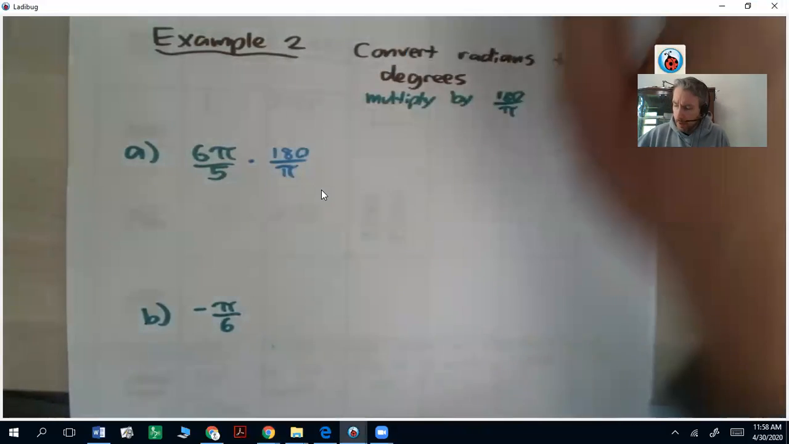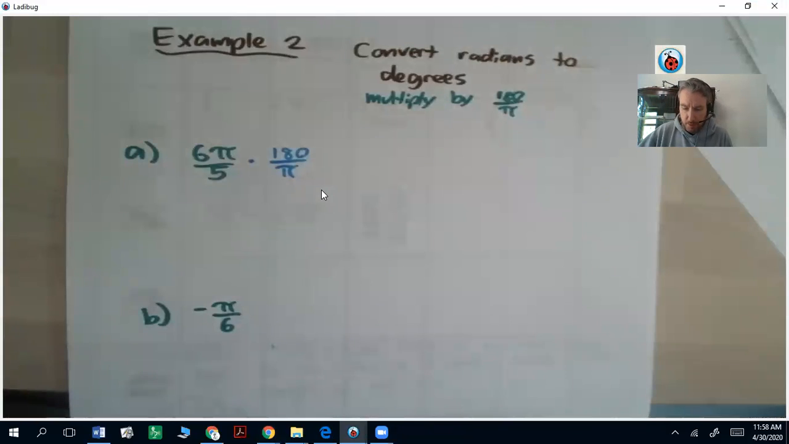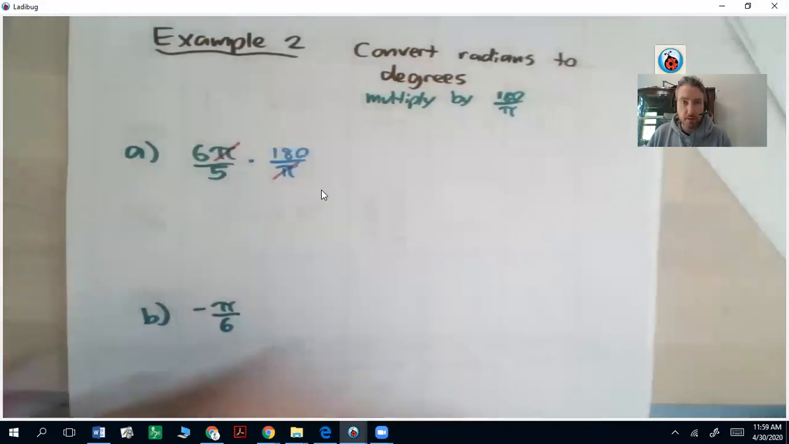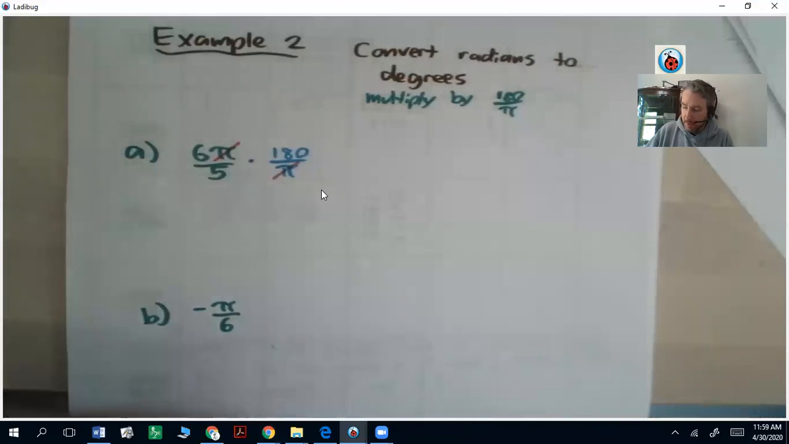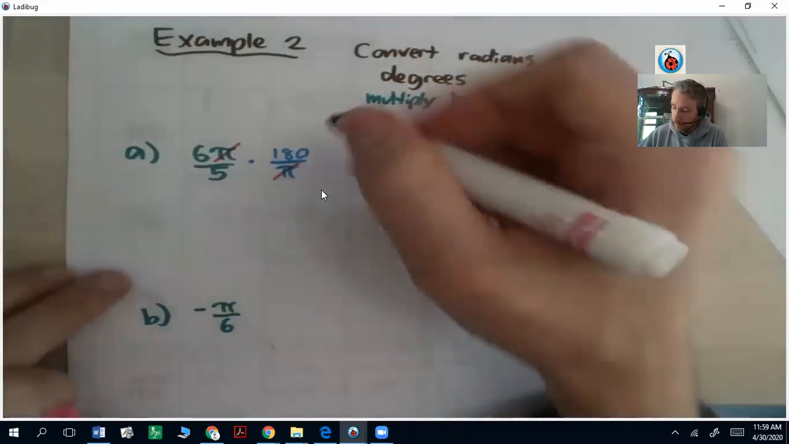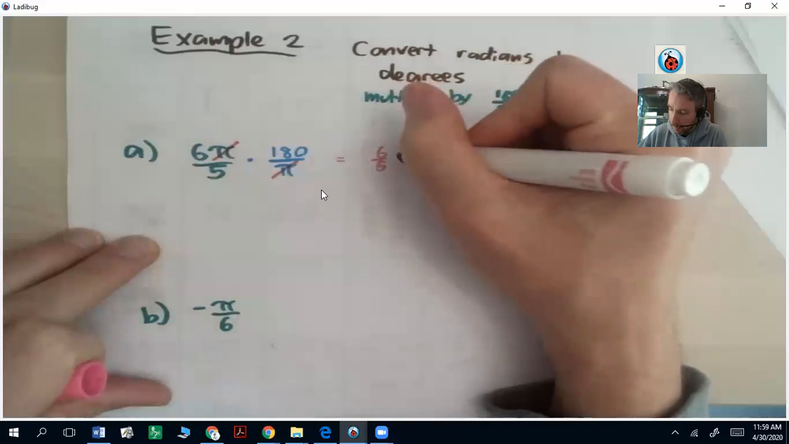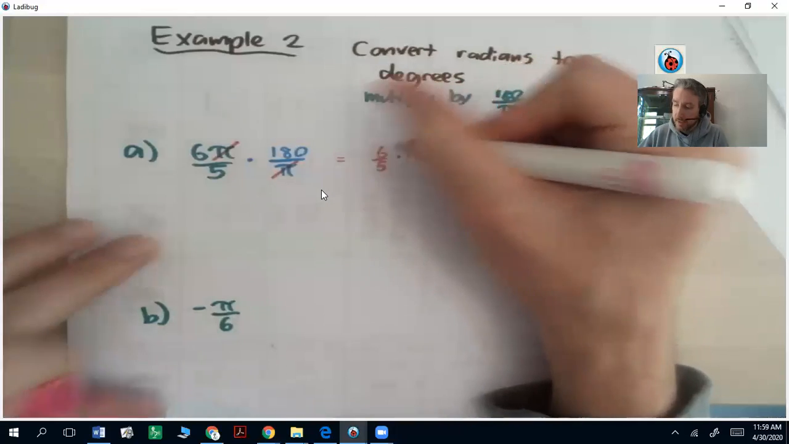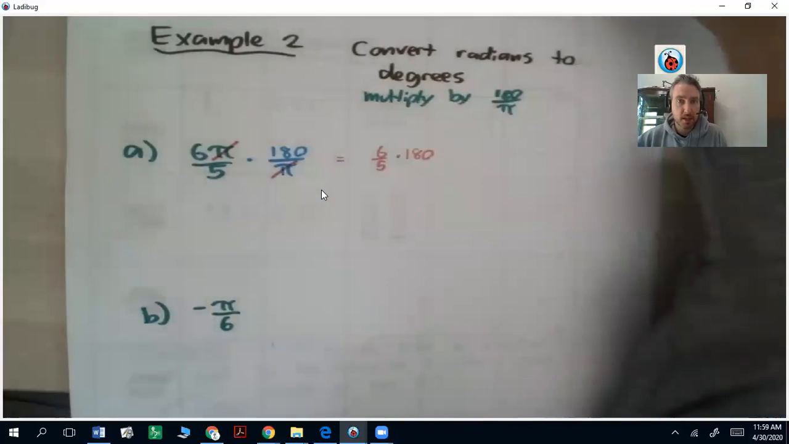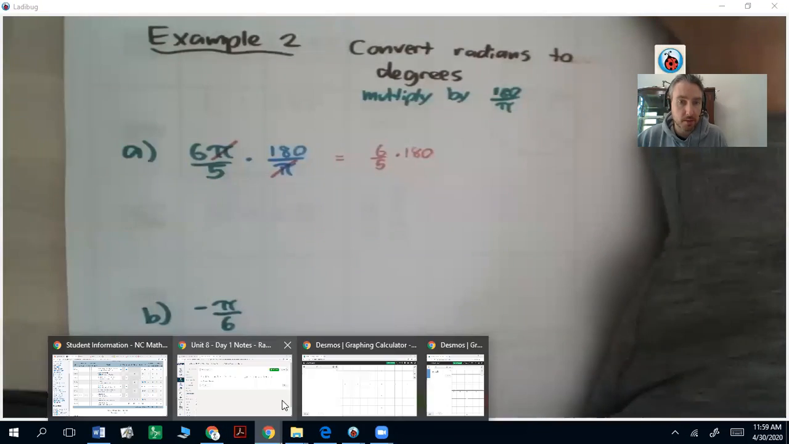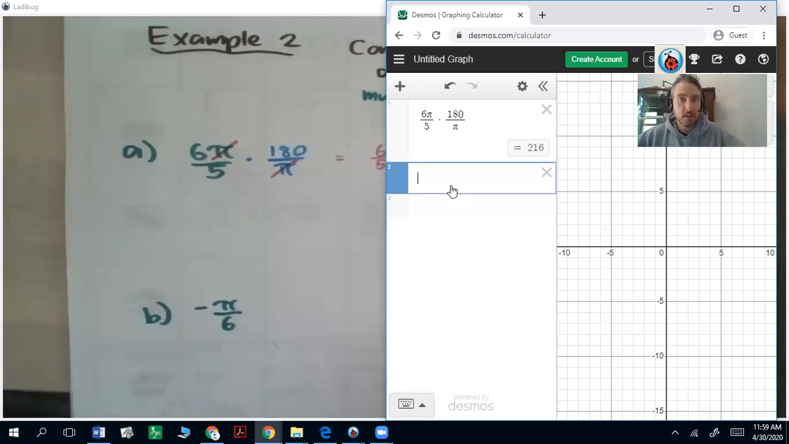Now, I don't do all that work to get it. What I'll do is I'll look at those two pi's and I'll cancel them out. So if I have a pi in there and there, then they're going to go away. And really what I have is 6 times 180 over 5, or 6 over 5 times 180, however you want to look at that. So it's just less to type in. You don't have to deal with the pi's. 6 times 180 divided by 5, or 6 divided by 5 times 180, however you want to do that. I'll show you it's the same thing.